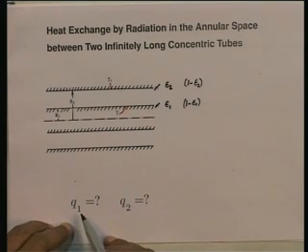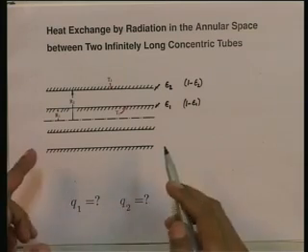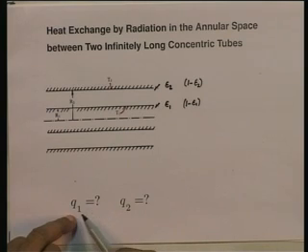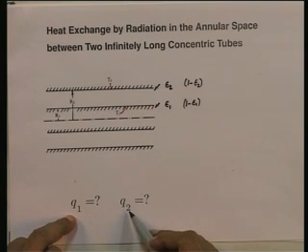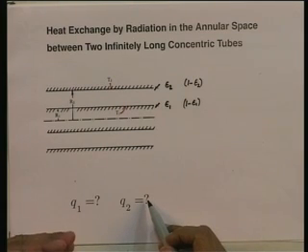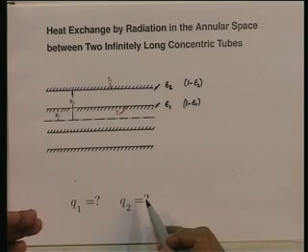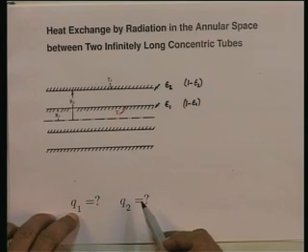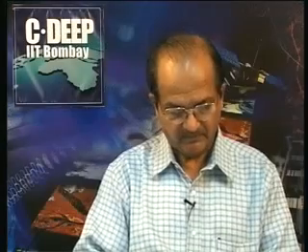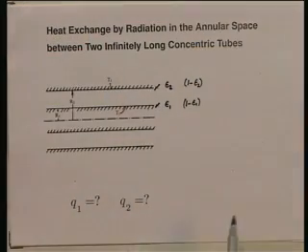Q1 is the rate at which heat is supplied, let us say per unit length, per meter length, from the surface 1. Q2 is the rate at which heat is supplied per meter length at the surface 2. If T1 is greater than T2, it follows that Q1 will be a positive number, Q2 will be a negative number, and Q1 will be equal to minus Q2 as in the previous case. If T1 is less than T2, the situation will be reversed.